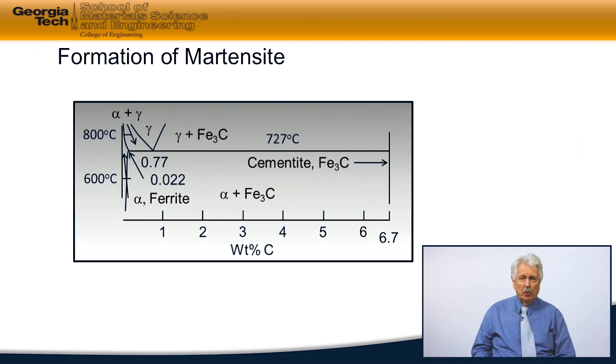Again, we go back to our eutectoid portion of the diagram. And now what we're going to do is to quench down to a low temperature. And we're going to take our austenite, and we're going to form our martensite. Now, the martensite phase, again, is a single phase material.